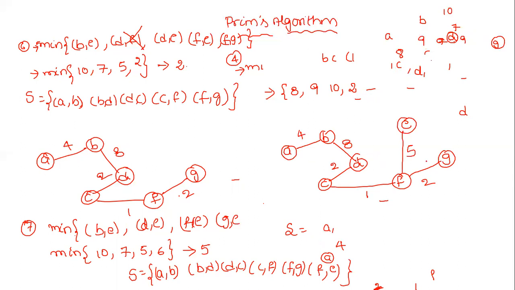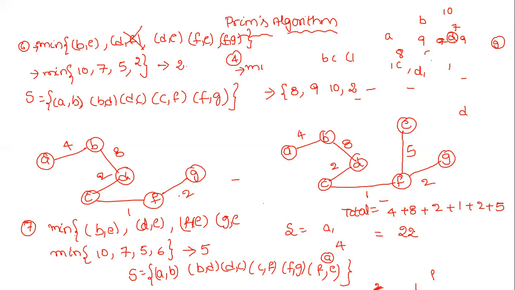Here all the vertices are covered and the total weight of the minimum cost spanning tree is 4 plus 8 plus D to C is 2, C to F is 1, F to G is 2 and F to E is 5. So total weight is 12 plus 2 is 14, 15, 17 plus 5 is 22. So this is the minimum cost spanning tree's weight by using Prim's algorithm, which follows greedy method, greedy technique.